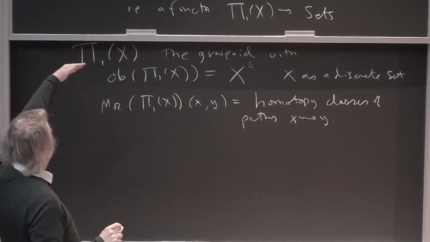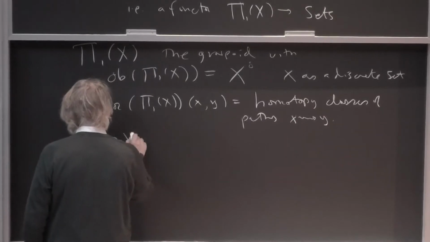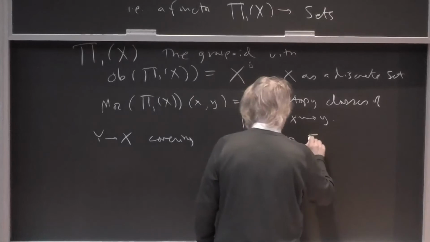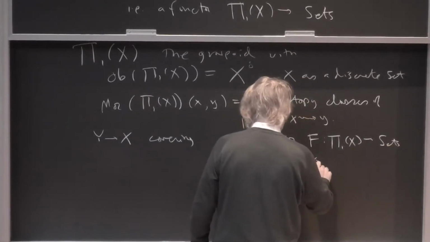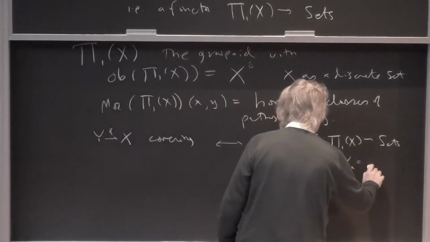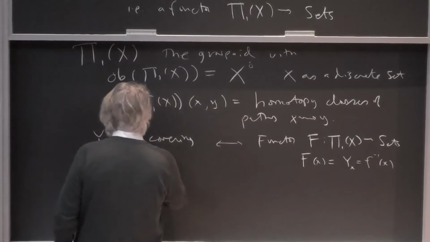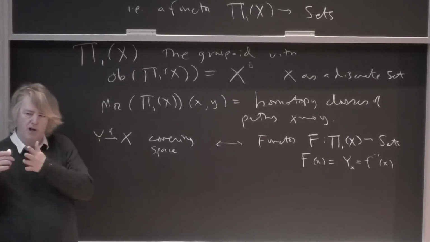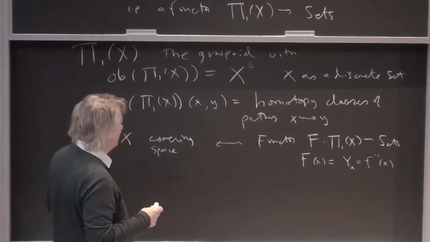So as you all know, a functor from this groupoid to sets is the same thing as a covering space. If we have a covering space Y, that's going to correspond to the functor F from this π1 of X into sets, where you just say F of the object x equals the fiber Y index x. So if we call the covering map f, this is just f inverse of x. In the case of a covering space, the fiber over any point is a finite set. And when you move along a path, you have an isomorphism of finite sets. So of course, the number of points in the fiber is the same for any point in the same connected component of X.